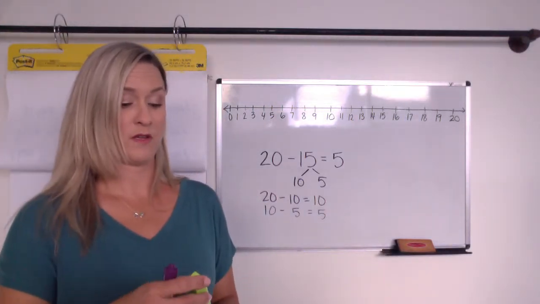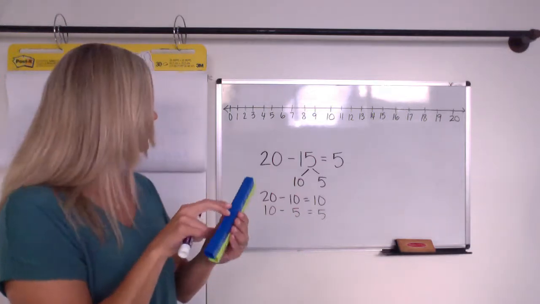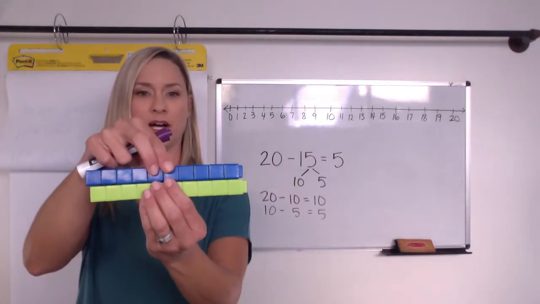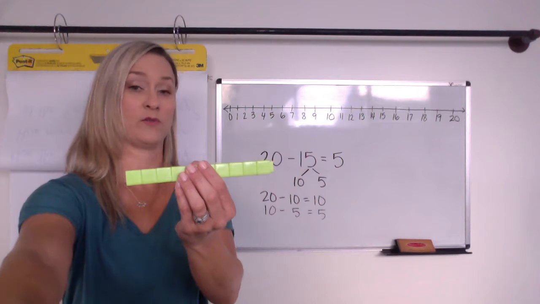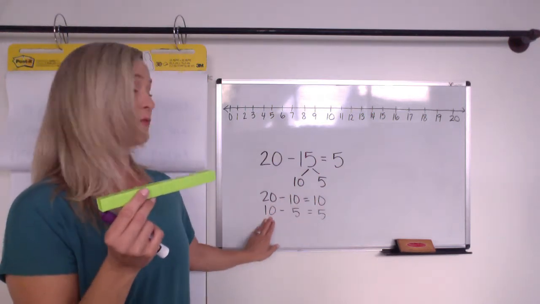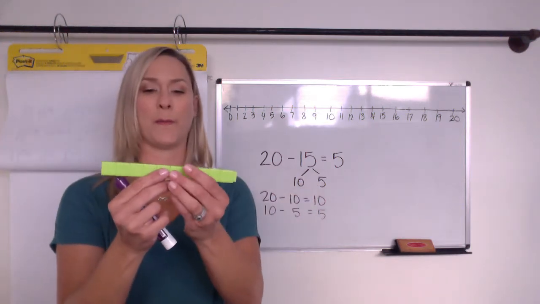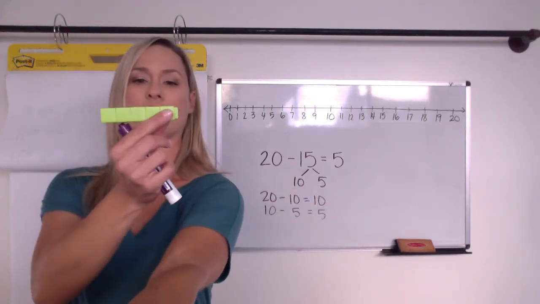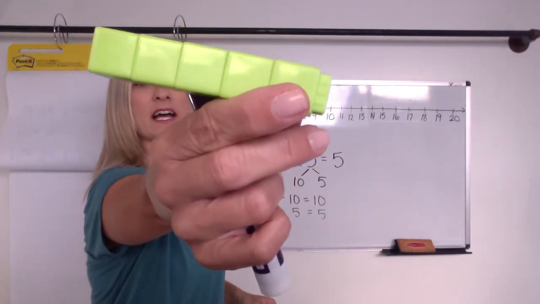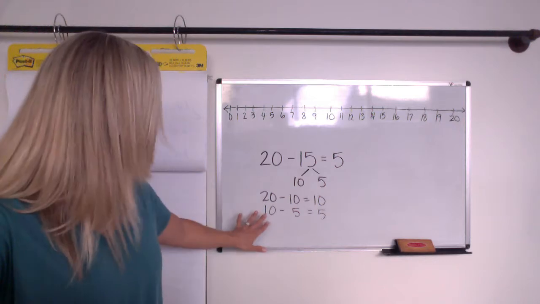Remember that? We did. I'll show you again. It's always good to connect this to the tools. So 20 minus 10 was 10. And then we had 10 and we still had to take off the other 5. So we did boom. And then we had 5 left. Can you count them out? 1, 2, 3, 4, 5. All right, so maybe you thought about it like that.